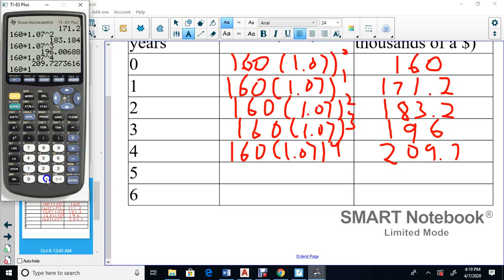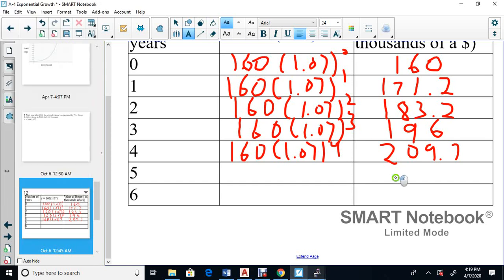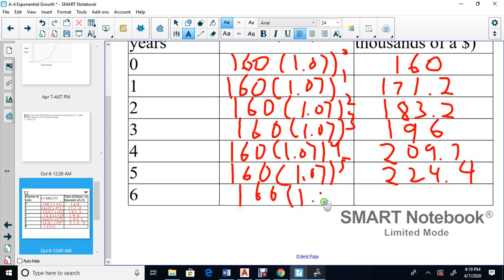160 times 1.07 to the power of 5. I haven't written it yet, I jumped ahead. So I got the answer for the power of 5, 224.4. I didn't write it here yet, 160 times 1.07 to the power of 5. And then I get 160 times 1.07 to the power of 6.